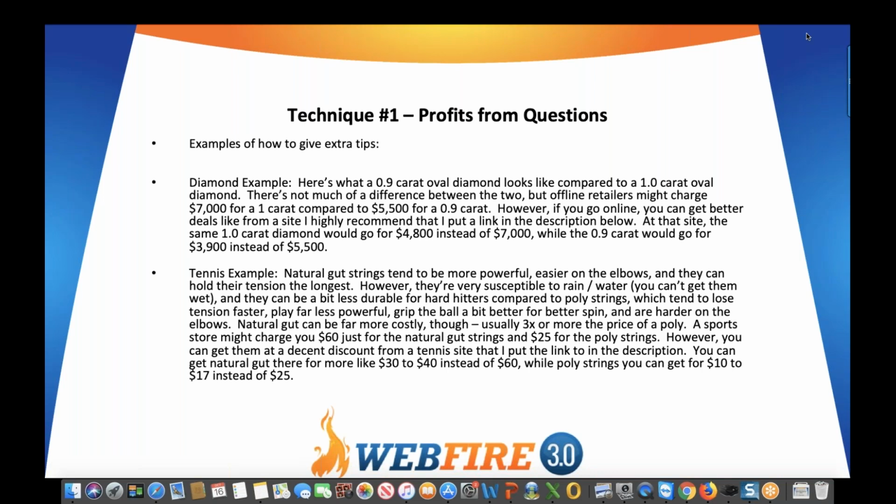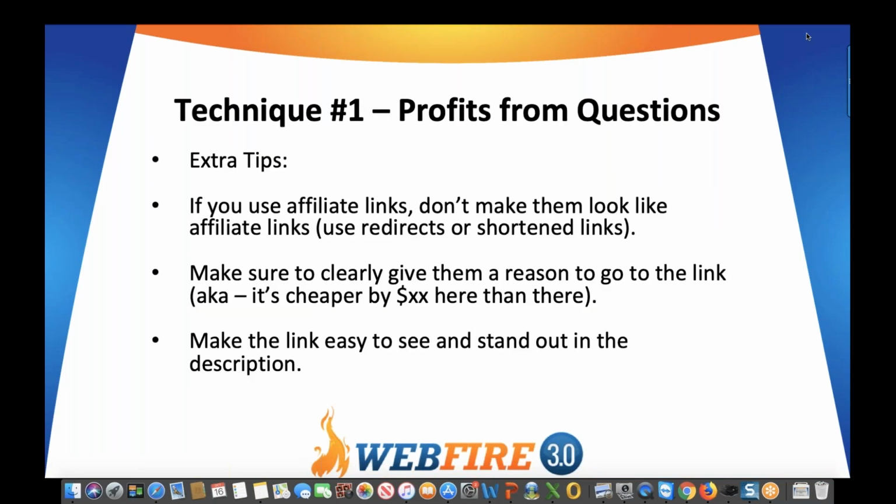However, you can get them at a decent discount from a tennis site that I put a link to in the description. You can get natural gut here for more like $30 to $40 instead of $60. Basically, poly strings you can get for $10 to $17 instead of $25. So if you did a video on that, you could have a link in the description or something along those lines. But you're clearly answering the question and offering a lot of value.